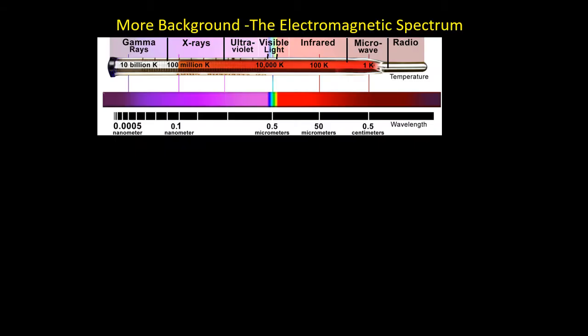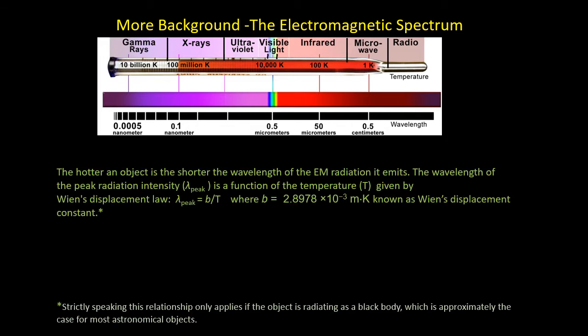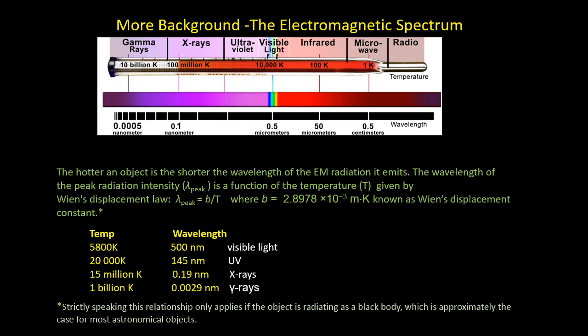All objects emit radiation. The hotter the object, the shorter the wavelength of the radiation. In fact, there's a mathematical relationship between the wavelength of the peak radiation and the temperature, and it's given by something called Wien's displacement law. To get the wavelength of the peak radiation, you divide a number which is called Wien's displacement constant by the temperature. And I've just put some examples here.